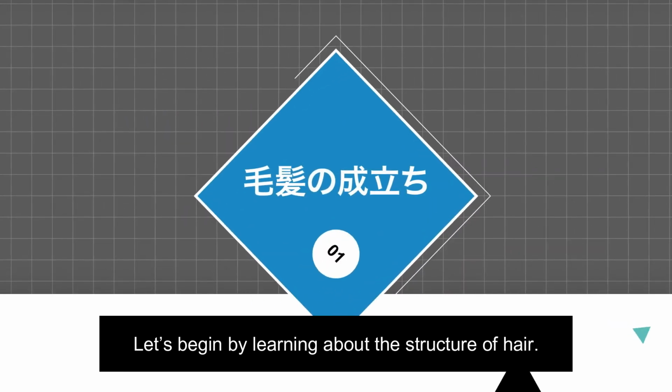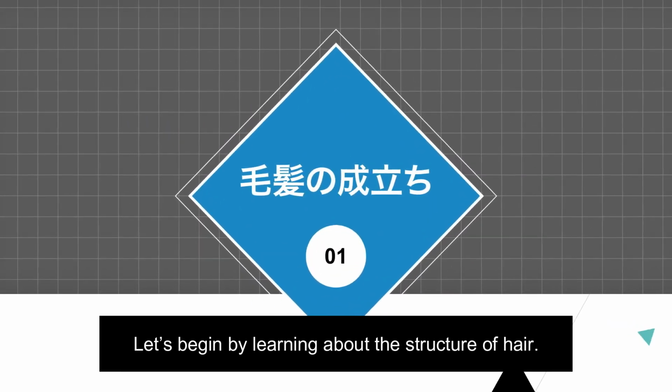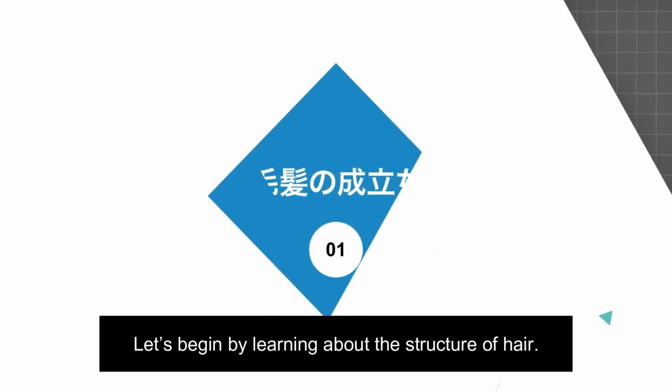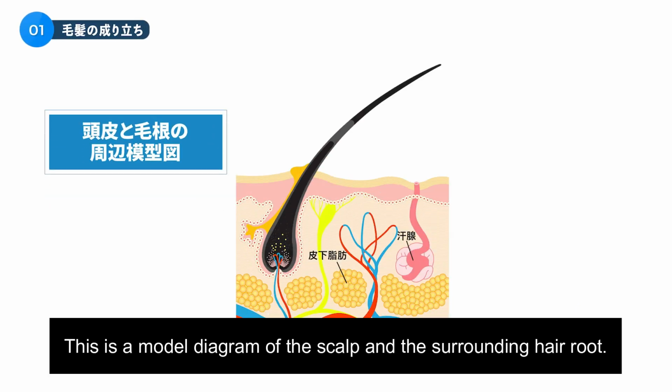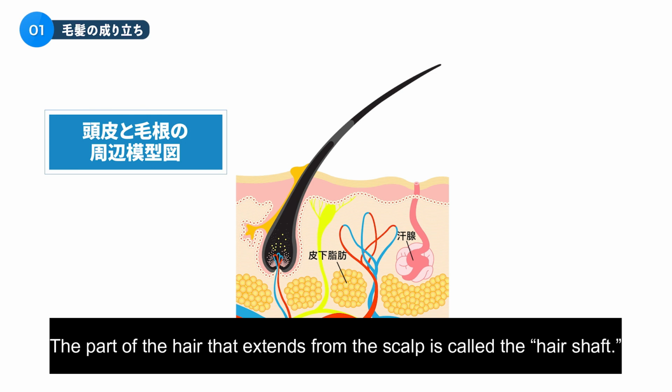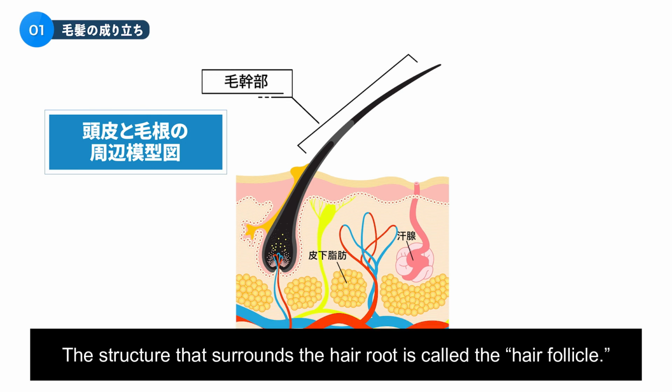Let's begin by learning about the structure of hair. This is a model diagram of the scalp and the surrounding hair root. The part of the hair that extends from the scalp is called the hair shaft. The structure that surrounds the hair root is called the hair follicle.